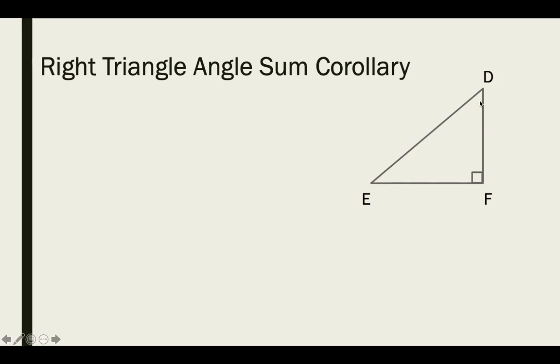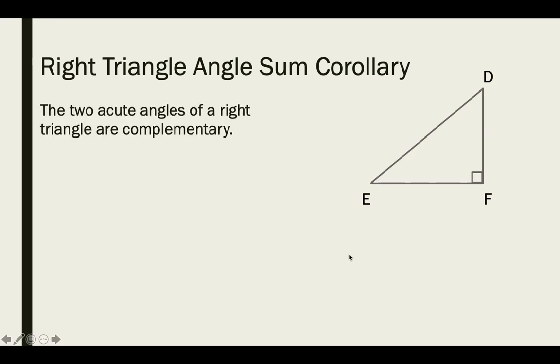So in this case, we'd have to have angle D plus angle E equals 90. Or in other words, the two acute angles of a right triangle are complementary, right? They have to add up to 90 if one of the angles is a right angle.